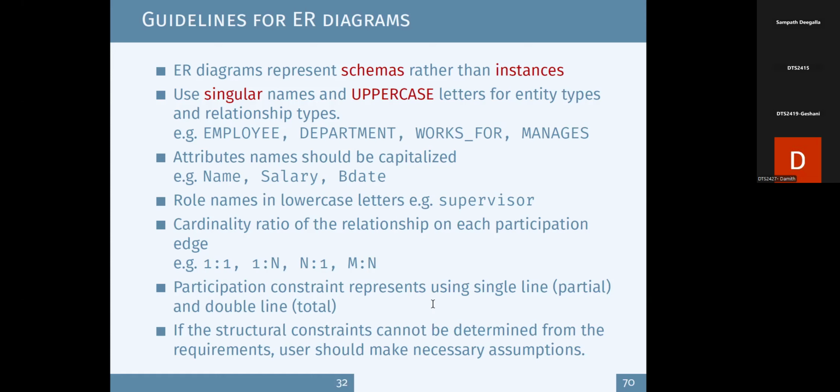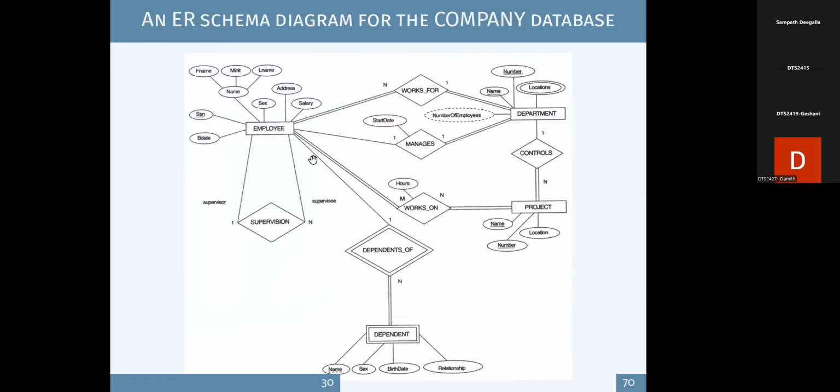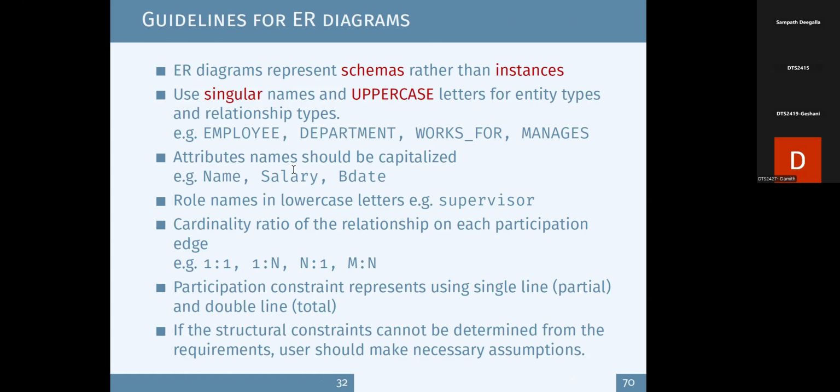Then the participation constraint, total and partial. You use single line or double line. So single line indicates the optional one. So not all the employees might have dependents. Not all the employees work as managers, right? Not all the employees work as supervisors, and not all the employees are supervising. So they call it optional, right? So if you are asked to develop a diagram like this, and if you cannot identify all the required details, then make sure that you make necessary assumptions.